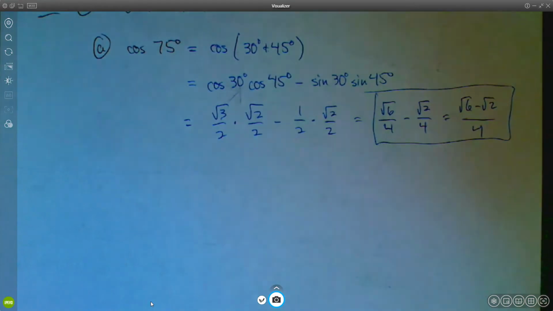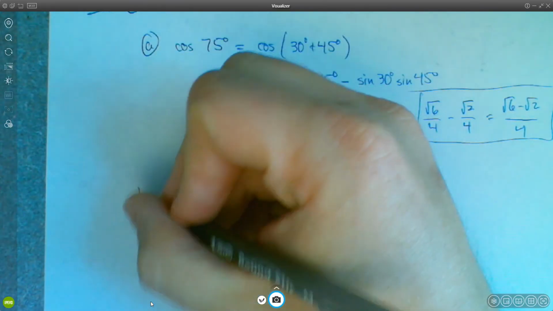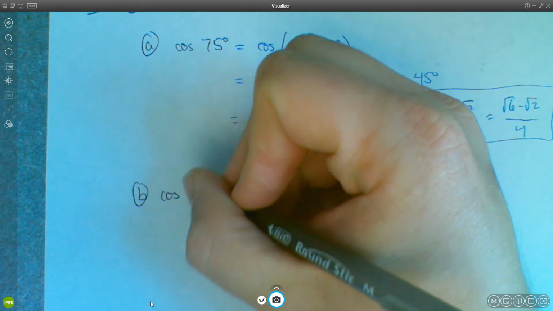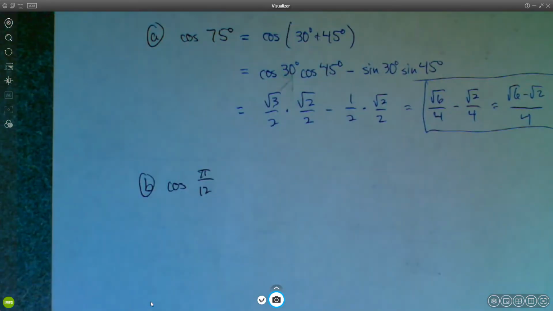Okay? Let me give you another one kind of like that. So we'll do cosine of pi over 12. So this time we're working in radian mode, but go ahead and give the video a pause and see if you can work that one out.